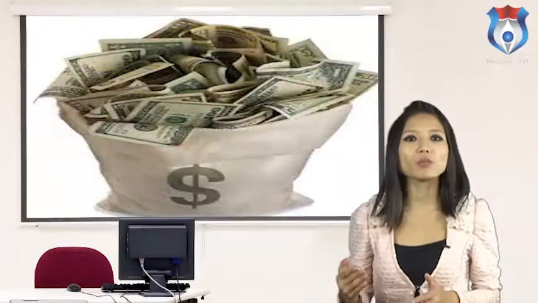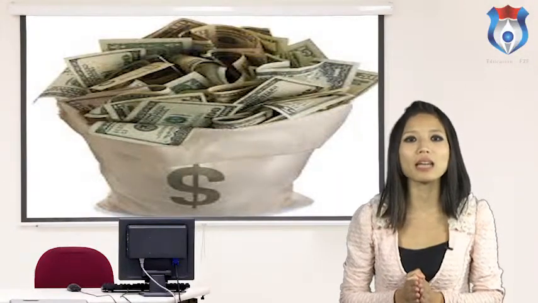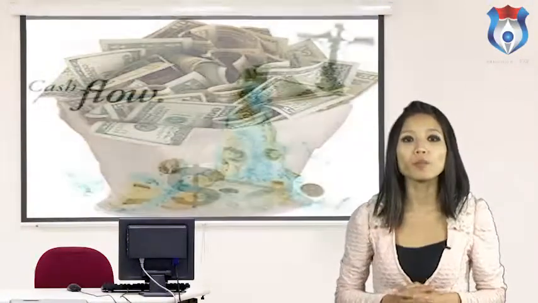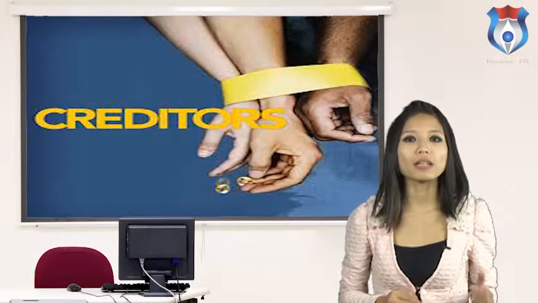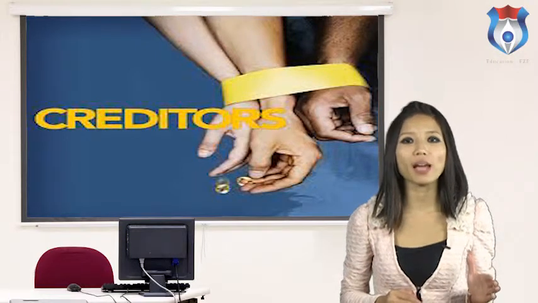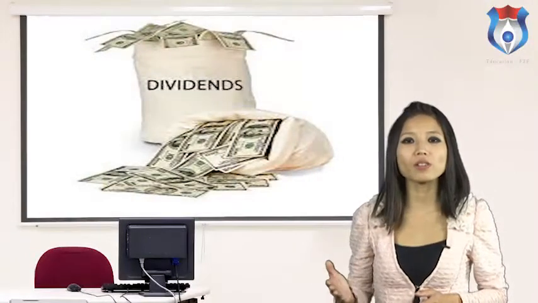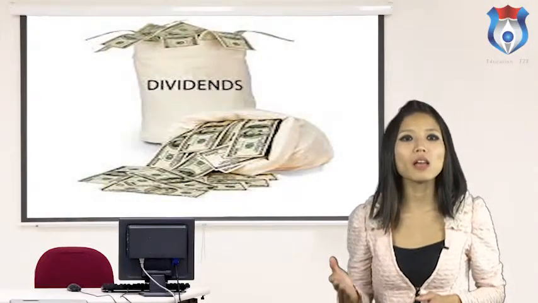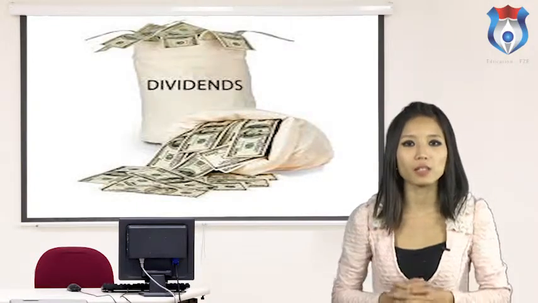The primary objective of working capital management is to ensure that sufficient cash is available to meet day-to-day cash flow needs, pay wages and salaries when they fall due, pay creditors to ensure continued supplies of goods and services, pay government taxation and providers of capital, dividends, and ensure the long-term survival of the business entity.